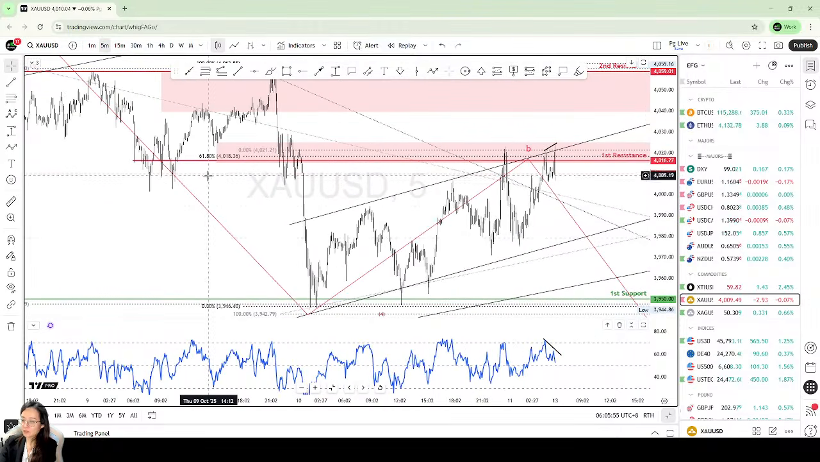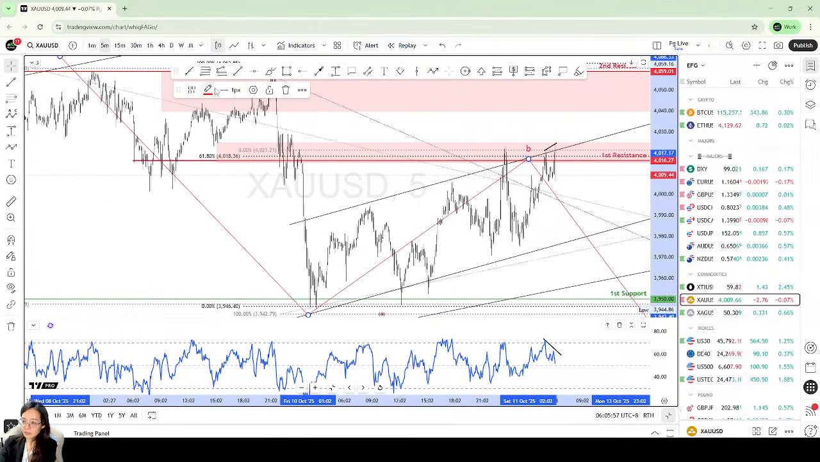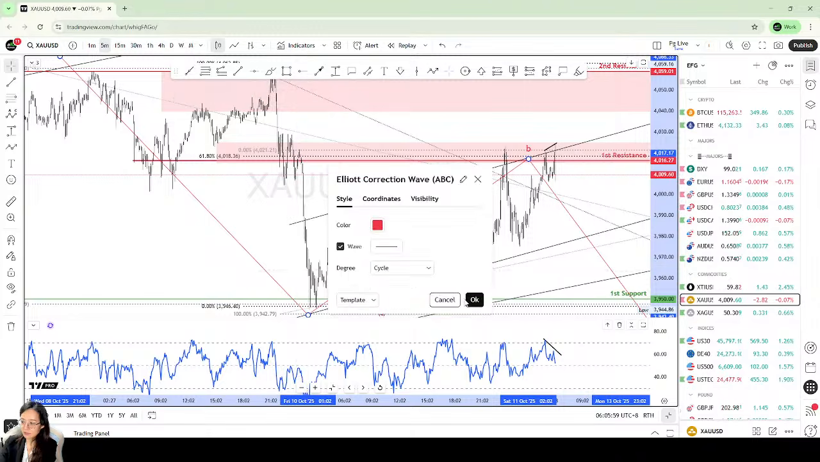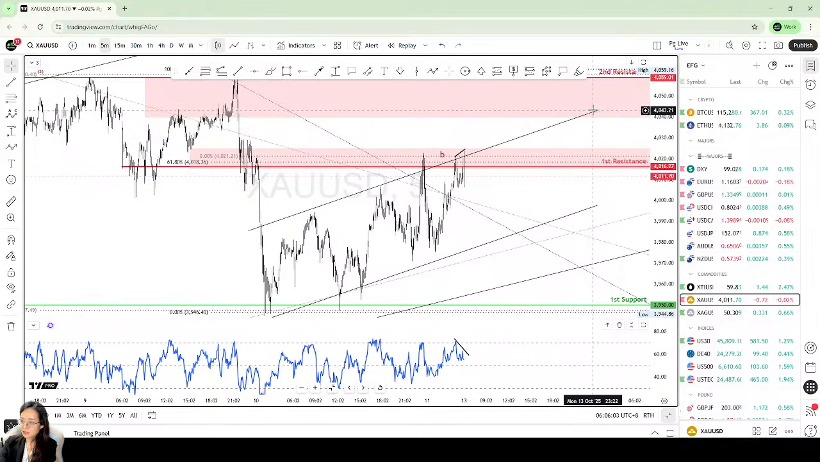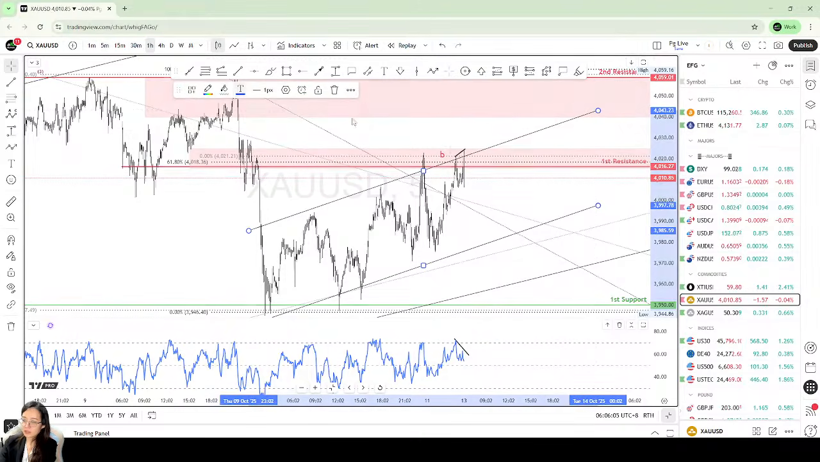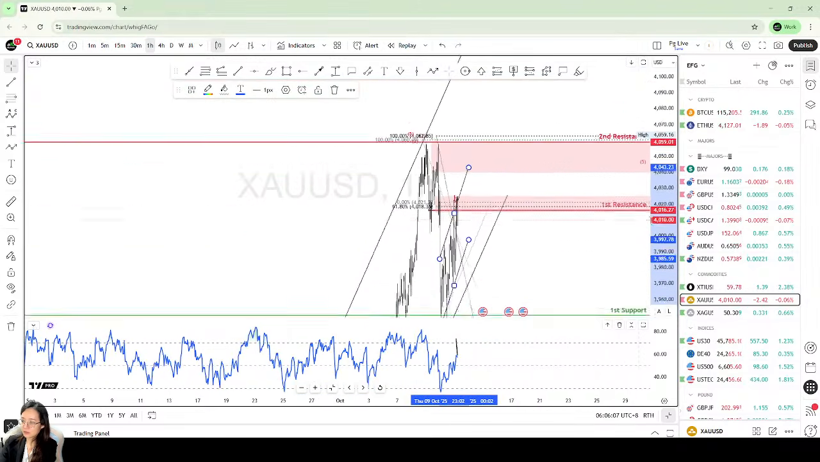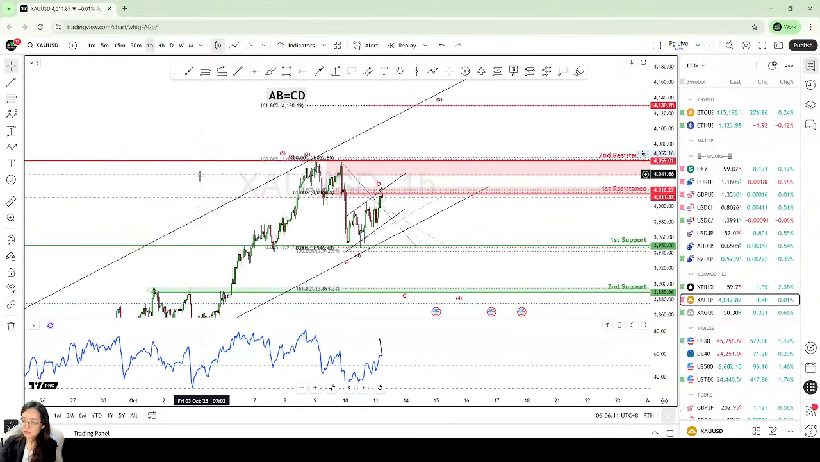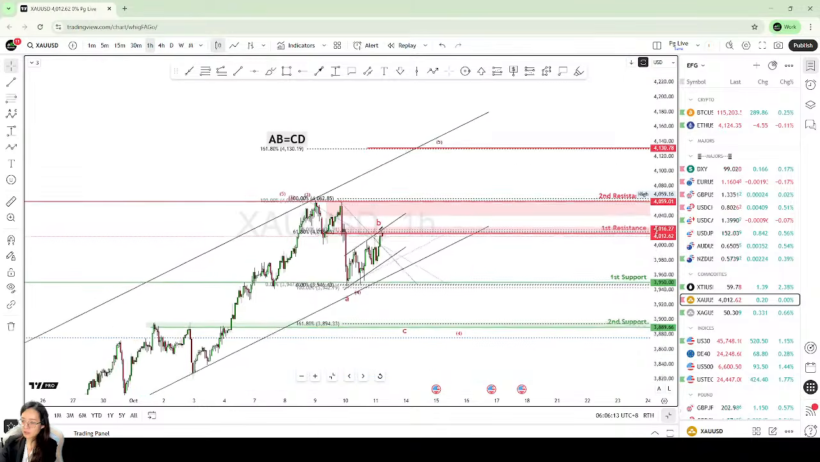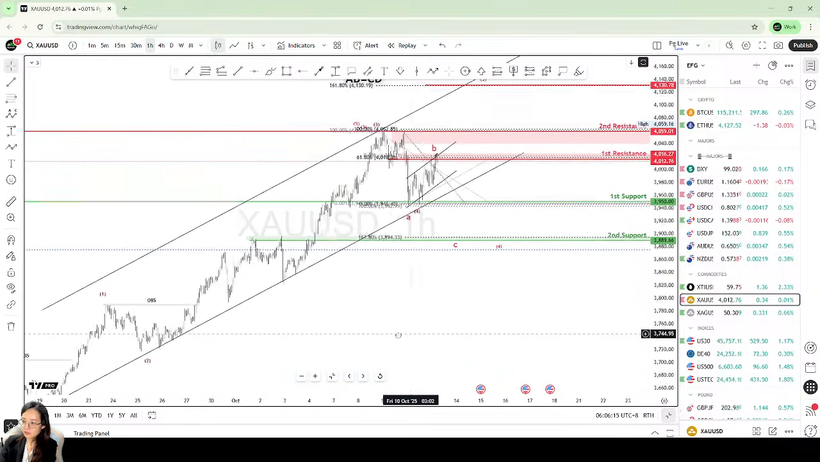You may see why there are so many lines here. I really explained step by step just now, so don't get confused by those lines here. These are channels in the H1. Okay, let's go to H1. So this is the setup for either today or this week.